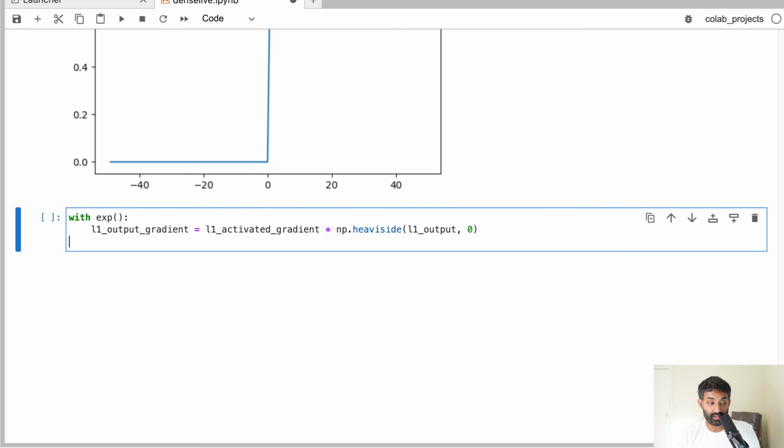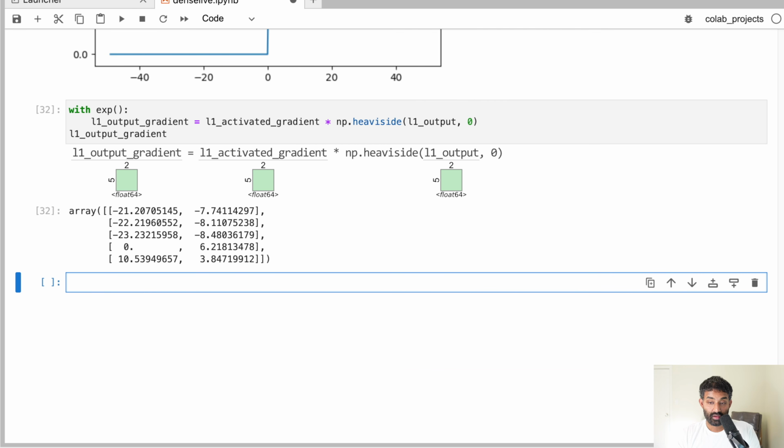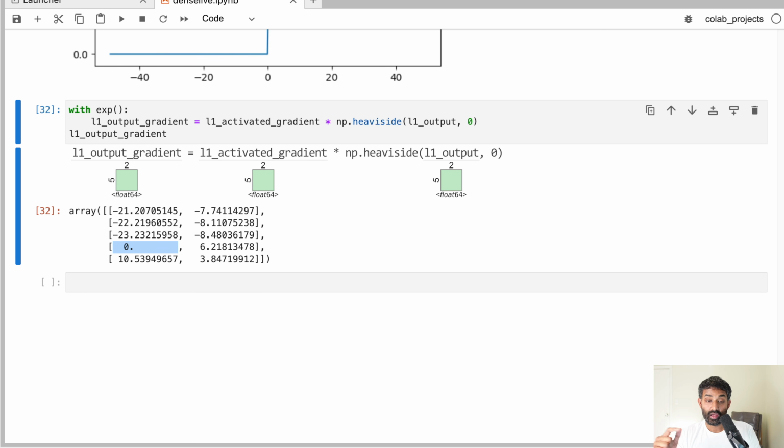So we can go ahead and take a look at our L1 output gradient. All right, so we can see what we did here. We took the L1 activated gradient and we multiplied each element by the output of Heaviside. And we used just a regular multiplication here, not a matrix multiplication, which means it multiplied each element by each other element. So it set one value to 0 because this was below 0 in the forward pass, which meant that it didn't contribute to the output gradient.